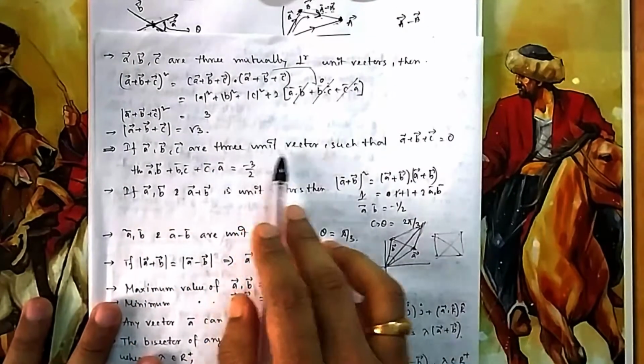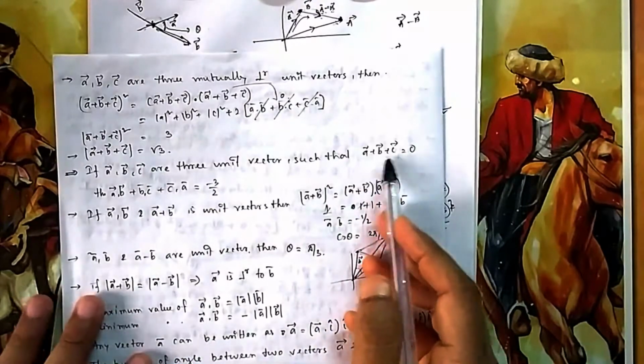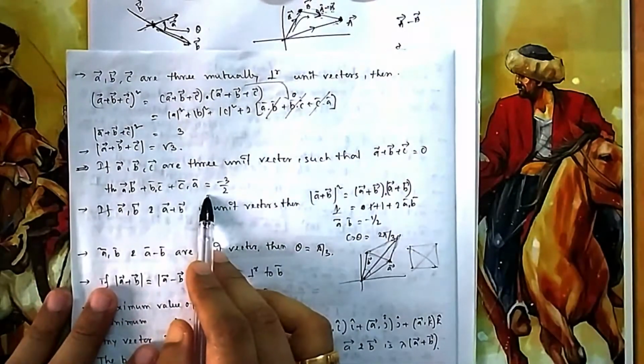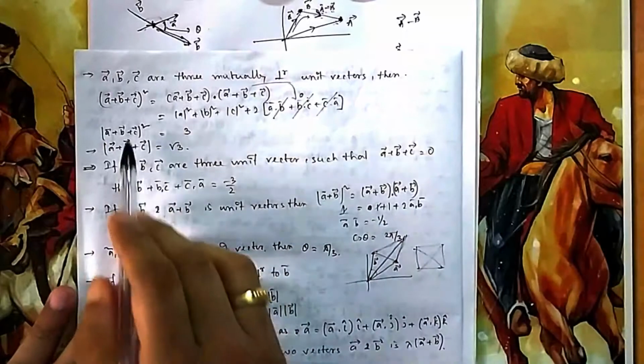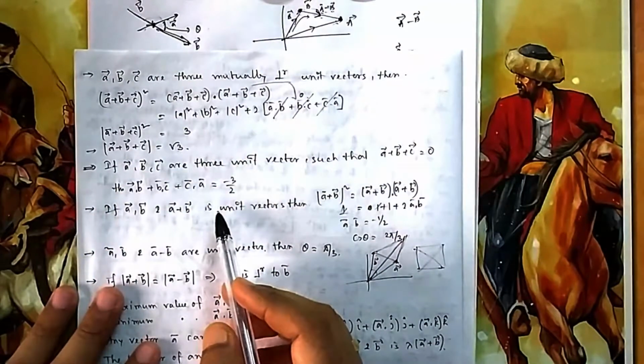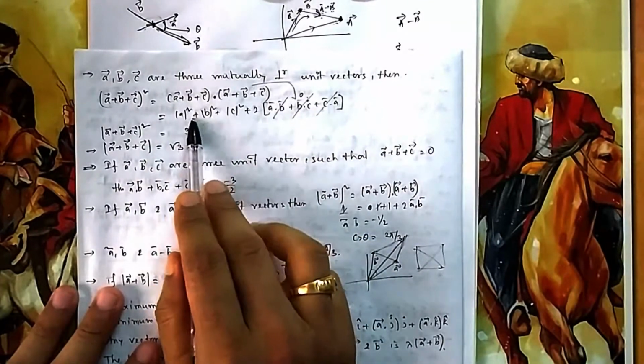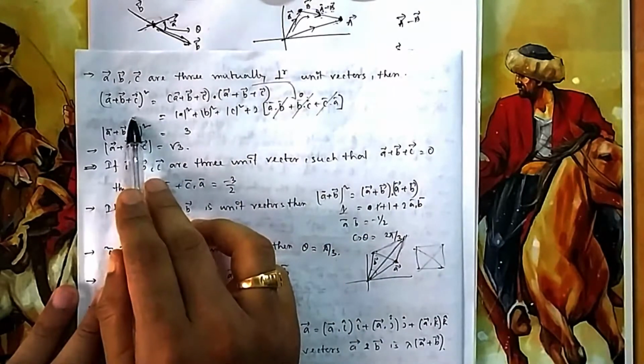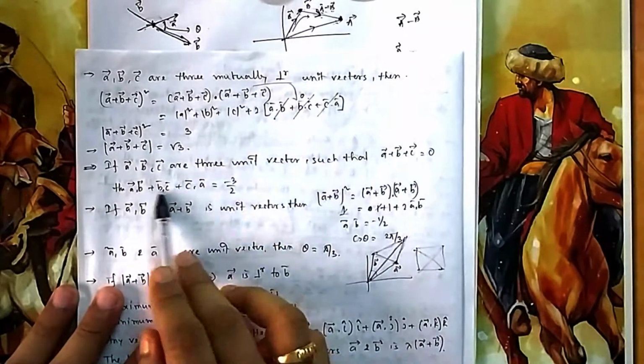Now a, b, c are three unit vectors such that a + b + c is 0. Then what will be the value of a dot b plus b dot c plus c dot a? Because the sum is 0, its square will also be 0. Because they are unit vectors, the squares give 3. So if you move that to the other side, the sum of a dot b, b dot c, c dot a will be minus 3 by 2.